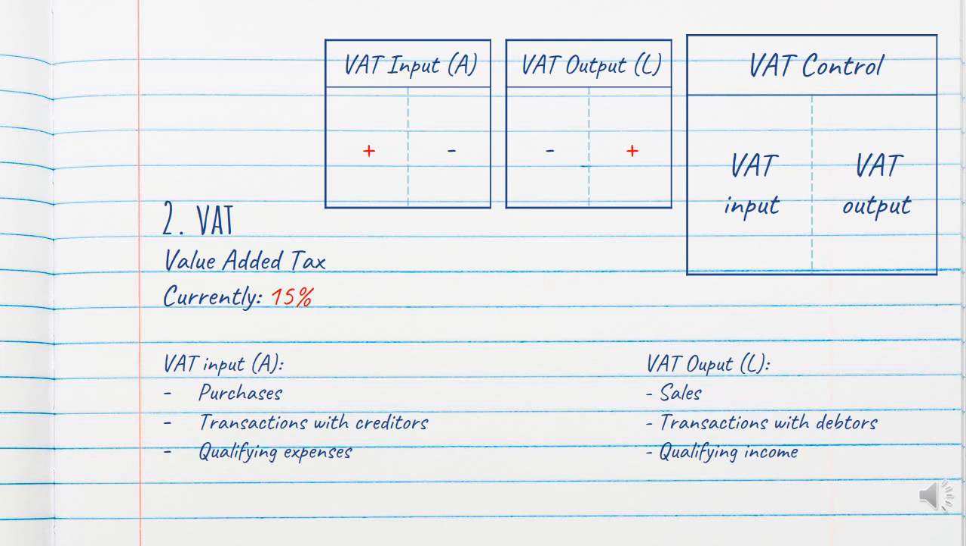And then obviously opposite for output, once you sell that stock, that means that stock is going out of the business, which means you will use VAT output. And same with debtors, because obviously you sell goods on credit to your debtors, then you will use VAT output. And then same for qualifying expenses and qualifying income. I'm sure you guys know those. But most important thing to note is that VAT input is for goods coming into the business, and VAT output is for goods going out the business.